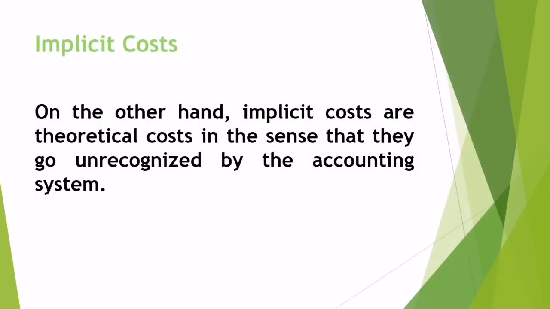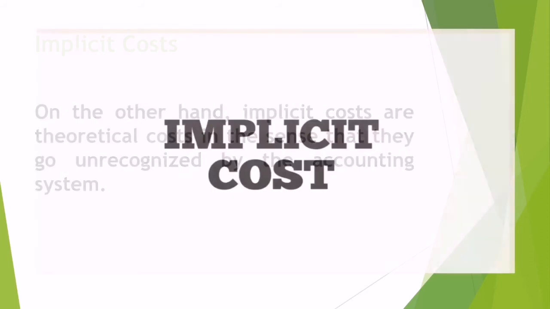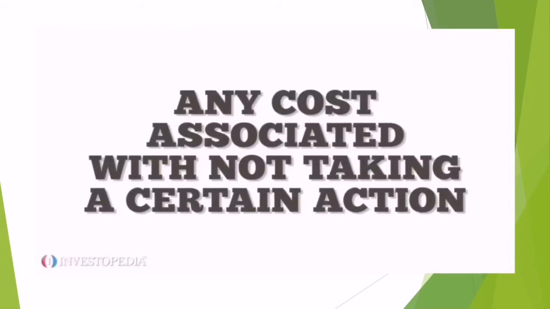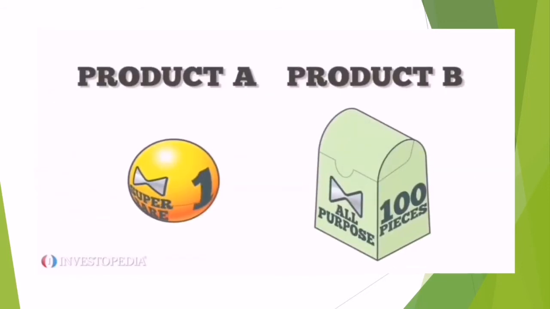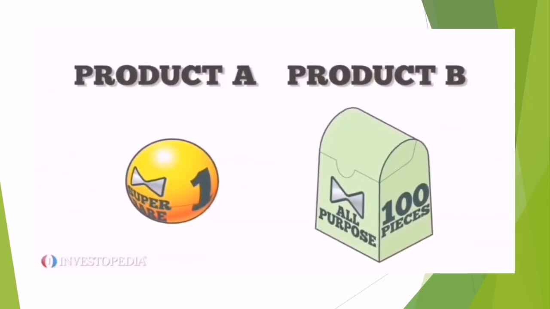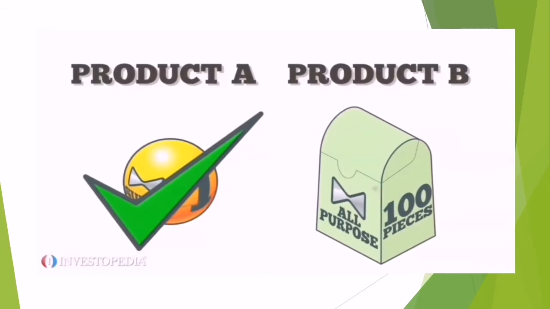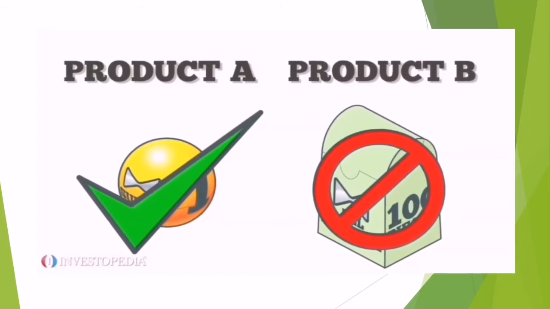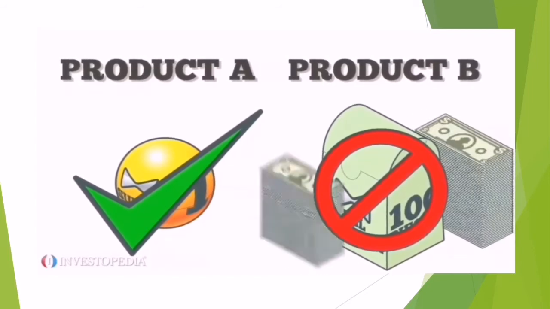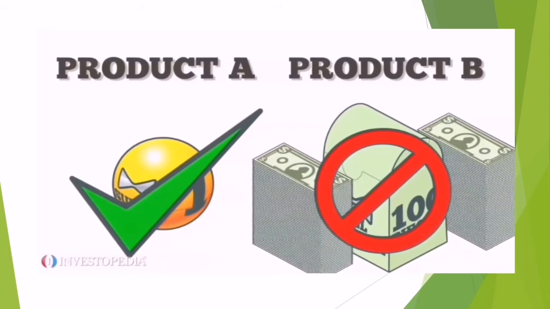Implicit costs. On the other hand, implicit costs are theoretical costs in the sense that they go unrecognized by the accounting system. Let's watch the video. An implicit cost is any cost associated with not taking a certain action. If XYZ company has limited resources and chooses to develop product A instead of product B, then later finds out that product B would have been more profitable, the implicit cost of this decision is the missed profits from not developing and selling product B.